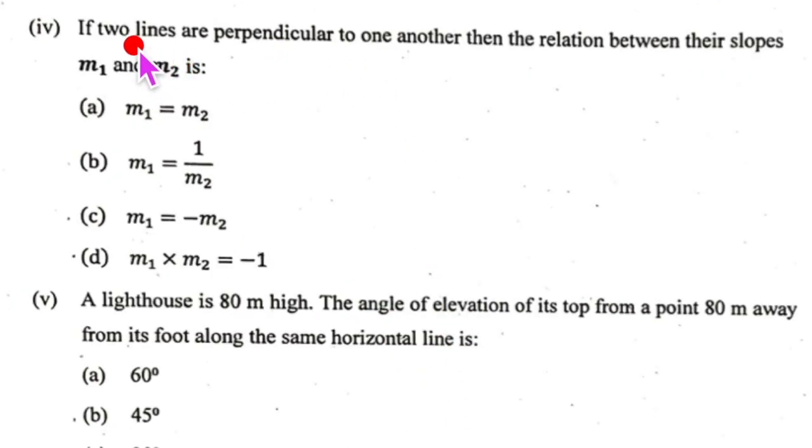Next one, fourth one. If two lines are perpendicular to one another, then the relation between their slopes is m1 m2 equal to -1, correct? Where is it? Here. So the option is D, that is this.